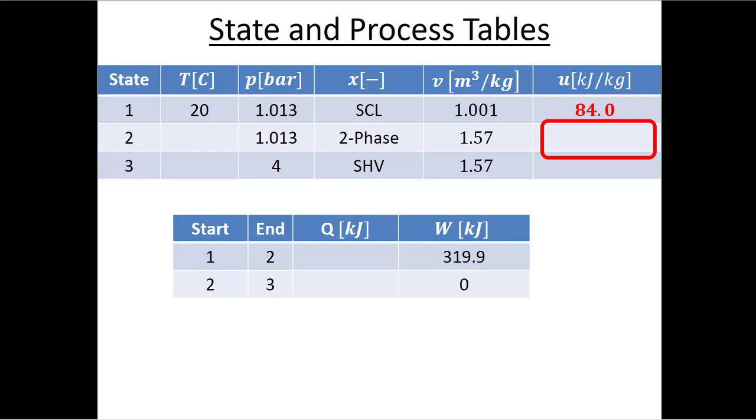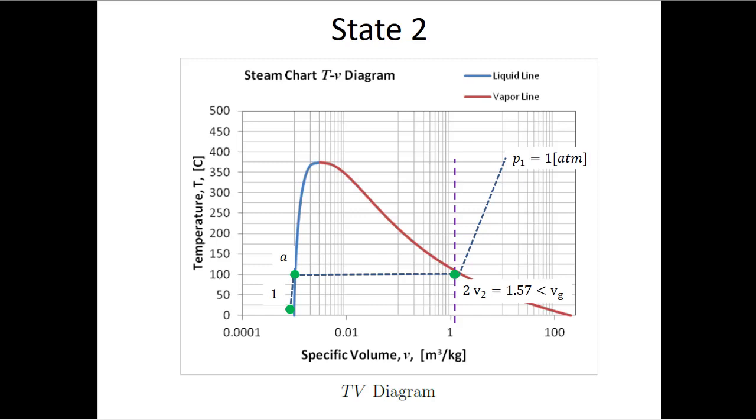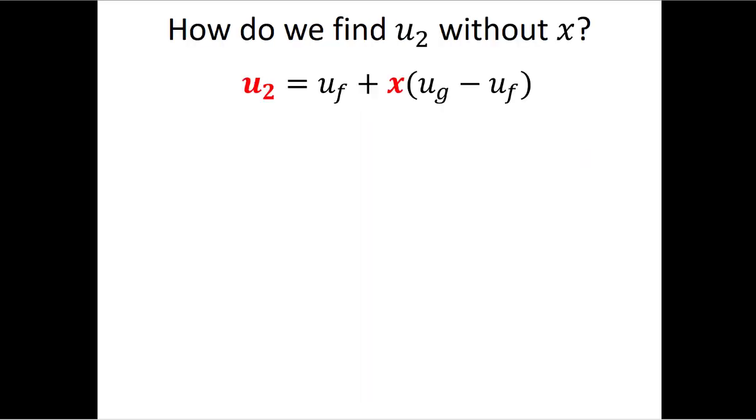Here, I know the pressure, and I know the specific volume. I also know that it's a two-phase mixture because I drew out my TV diagram. So here, I know that U2 should be Uf plus x2 multiplied by Ug minus Uf. Unfortunately, I don't know the quality yet. So I could find U2 if I knew the quality, but I don't know the quality yet.